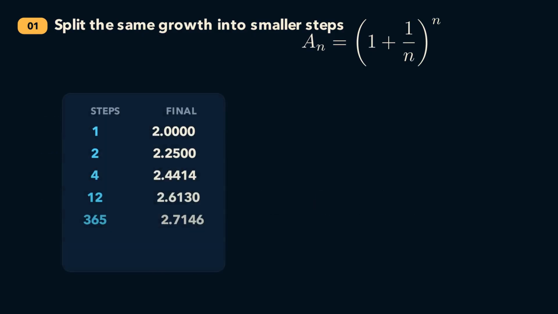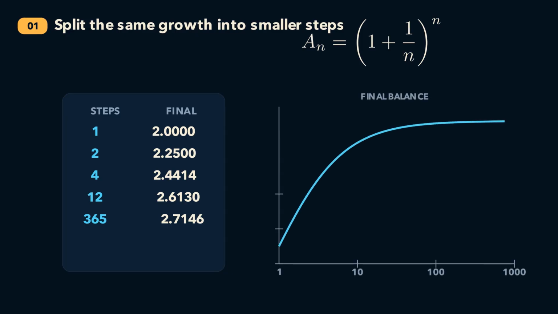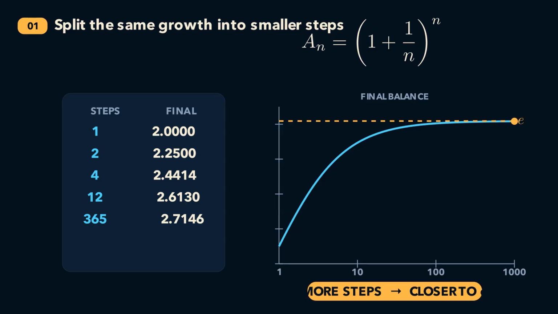12 monthly steps give about 2.61. 365 daily steps give about 2.715. Every time we split the year, each jump becomes smaller, but there are more jumps. The balance rises quickly at first, then begins to settle. The battle between smaller jumps and more jumps is exactly where E lives.